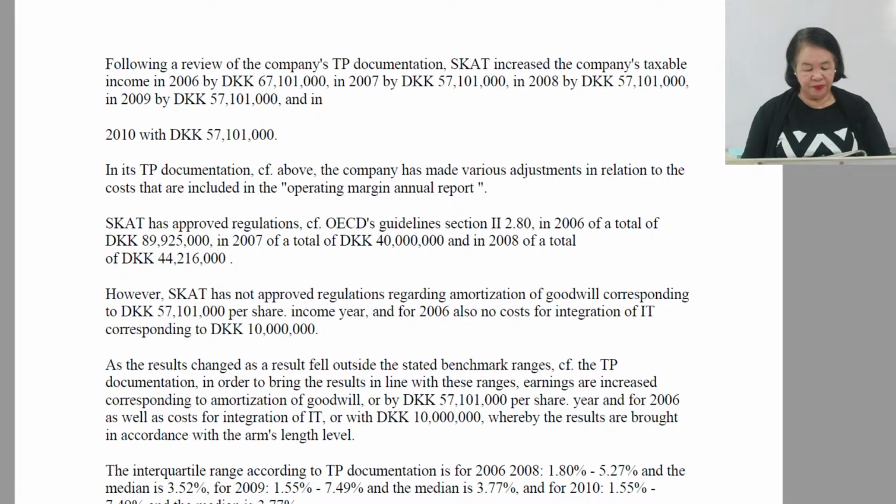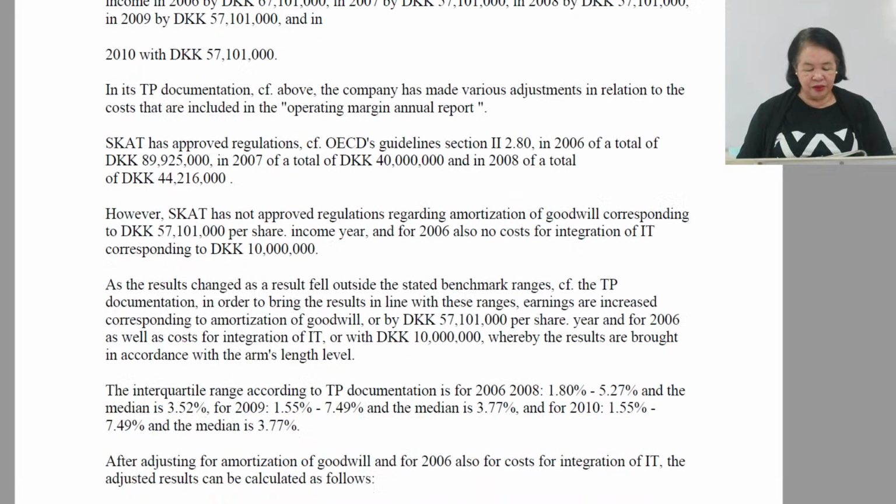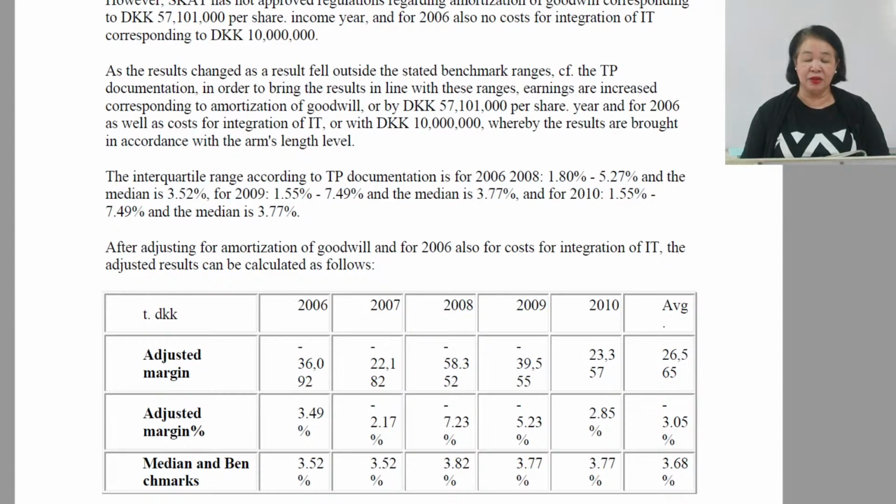57 Danish krone. As a result, the results fell outside the stated benchmark ranges of the transfer pricing documentation. In order to bring the results in line with these ranges, earnings are increased corresponding to amortization of goodwill of 57,101,000 Danish krone per year, and for 2006 as well as cost for integration of IT of Danish krone 10 million, whereby the results are brought in accordance with the arm's length level.